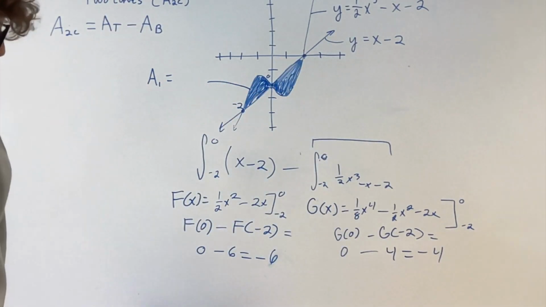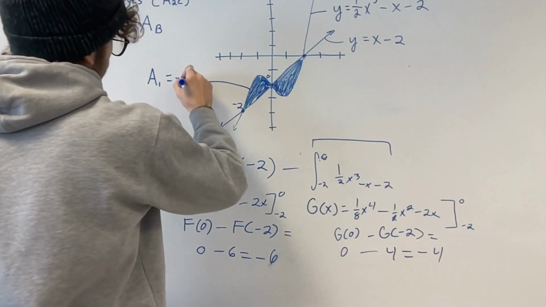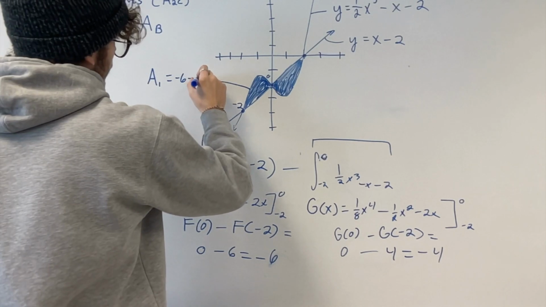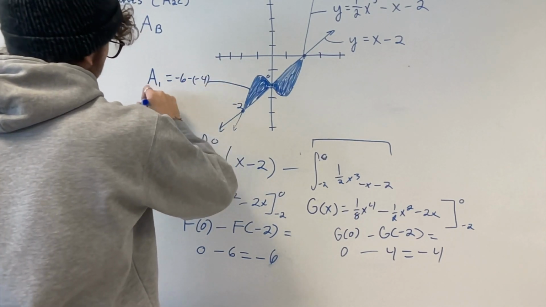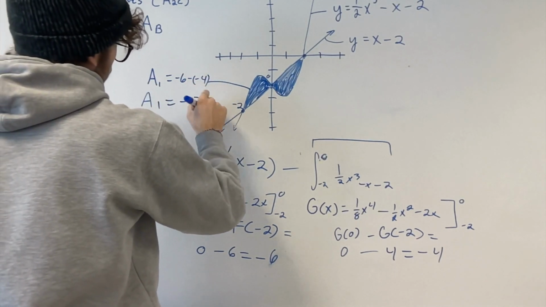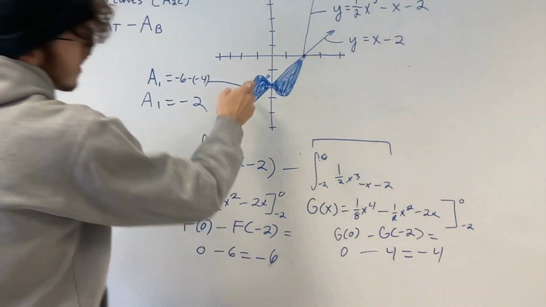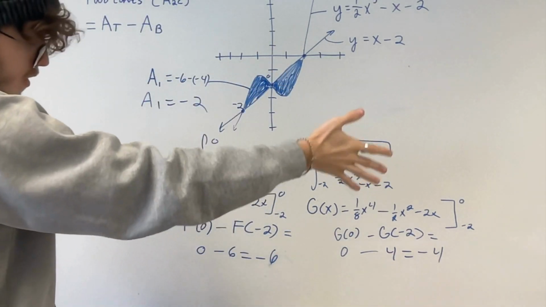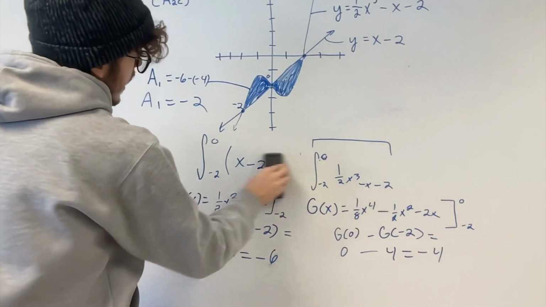So a of 1 is -6 minus -4. So we have a double negative, we add, area 1 is equal to -2. All right, so the area of this shaded region is -2. Hopefully that makes sense.